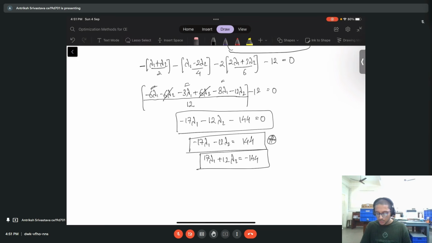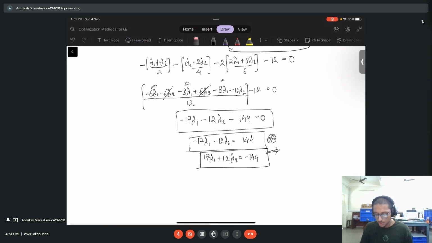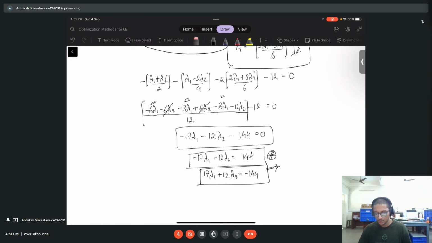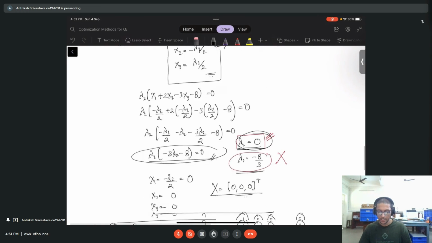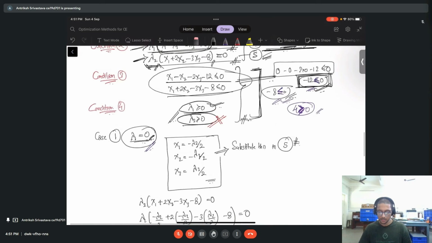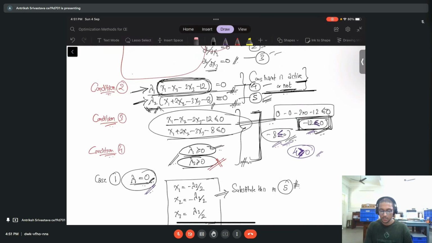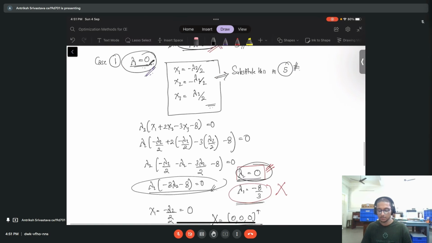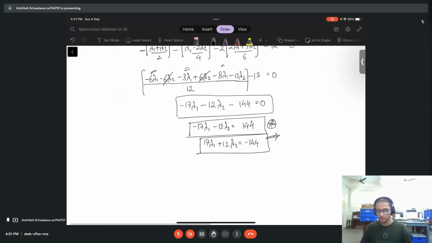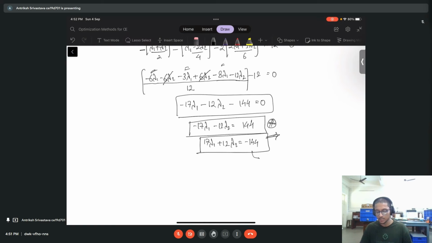So what do you think? What does this equation say? Typically, to solve for lambda 1, lambda 2, we need another expression, which we can get when we substitute x1, x2, x3 in equation number 5 and simplify it. We can get another equation in lambda 1, lambda 2. Then we substitute one of these lambdas from this. Let's say we write lambda 1 is equal to minus 144 minus 12 lambda 2 by 17, and we can put it into that equation and solve for lambda 1 and lambda 2.